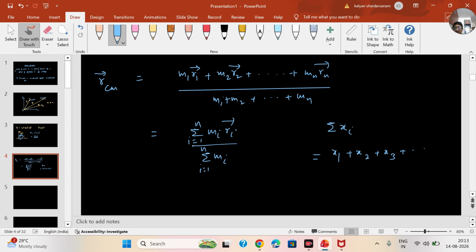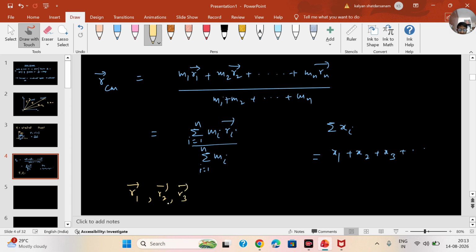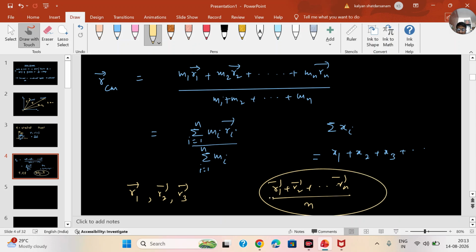This is how you calculate the center of mass position. So let me explain a bit more. Generally, whenever you have the positions of particles, r1 is the position of the first particle, r2 is the position of the second particle, and similarly r3 is the position of the third particle. Suppose you add all these positions and divide by the total number. This is called the simple mean, or simple average. Simple average means you add all the quantities and divide by the number of those quantities.